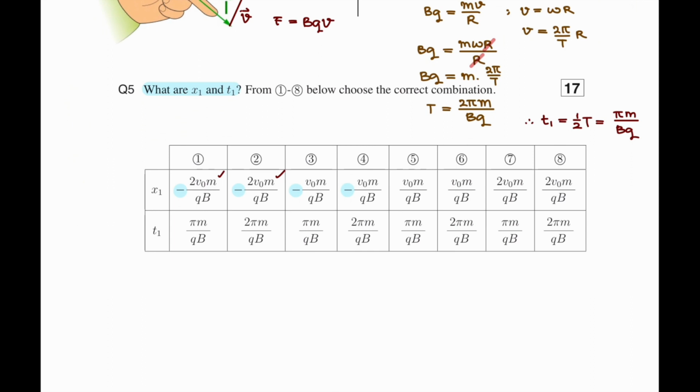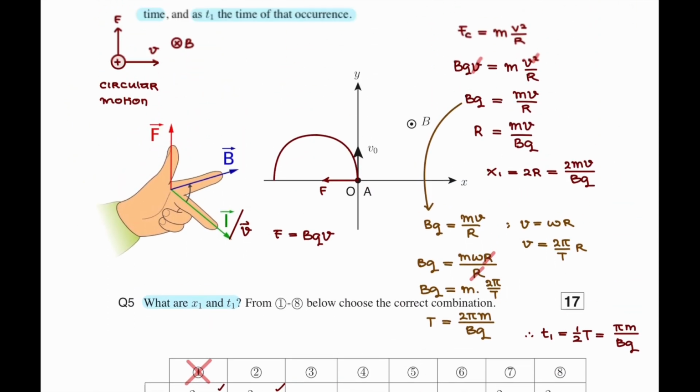So my final answer for question number 17 is 1. This is the X1 and then this is the T1. This is for question number 17. So you have to know about Fleming left-hand rule and the formula to calculate the magnitude of the magnetic force, and a little bit of concept for circular motion.